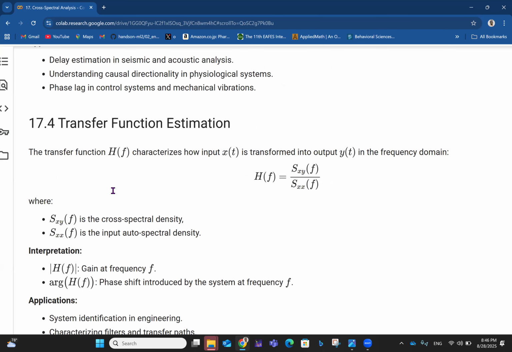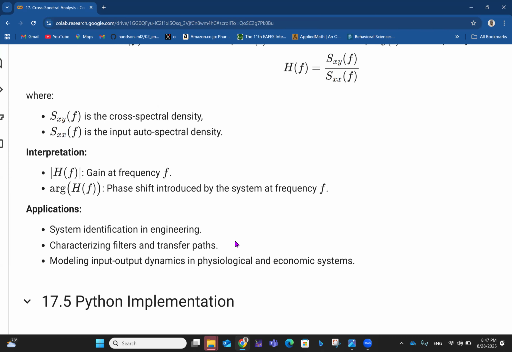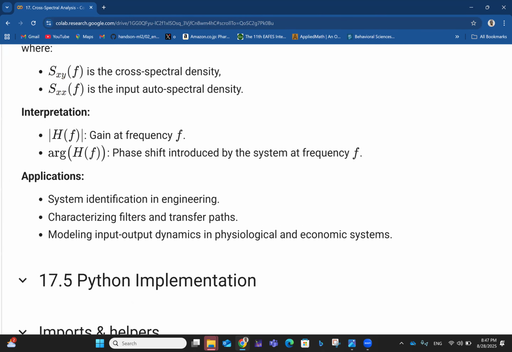We now have transfer function estimation. The transfer function H of f characterizes how input x of t is transformed into output y of t in the frequency domain. H of f equals S sub xy of f over S sub xx of f, where S sub xy of f is the cross-spectral density, while S sub xx of f is the input autospectral density. Autospectral density is like autocorrelation, about density within a single signal or variable in a data set. By interpretation, the absolute value of H of f is the gain at frequency f.